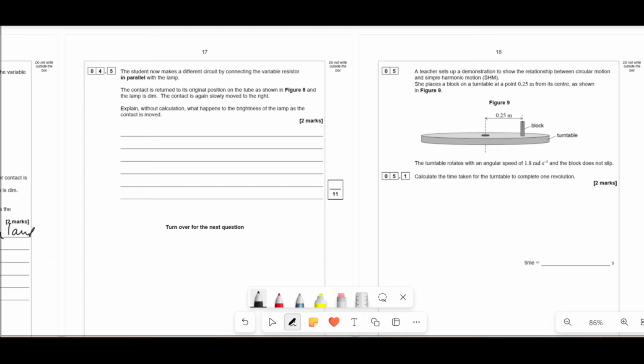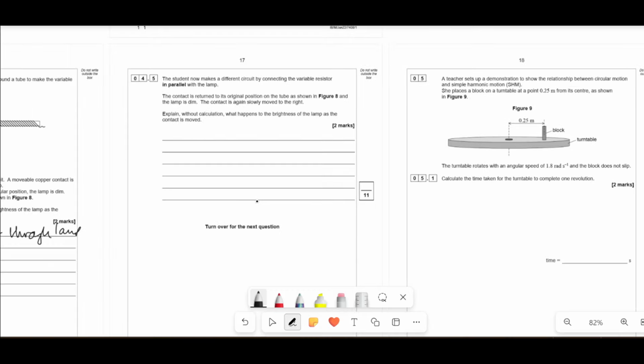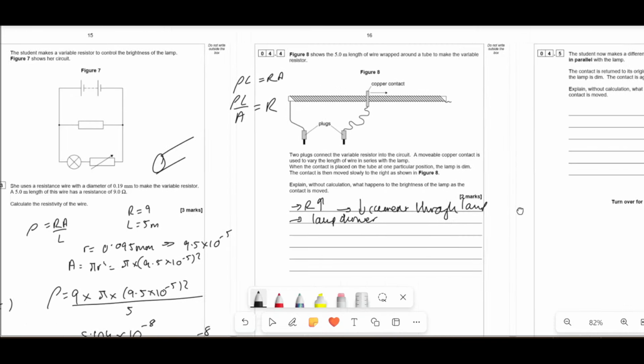So now, what do we have here? In this case, let's just have a quick look at what's going on. So what they've got is their original circuit.